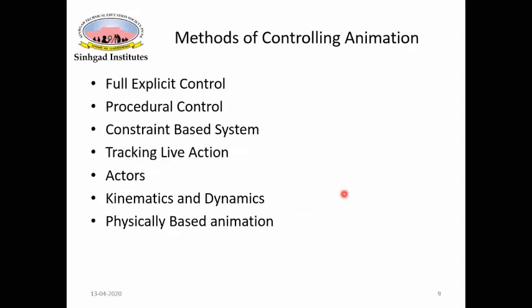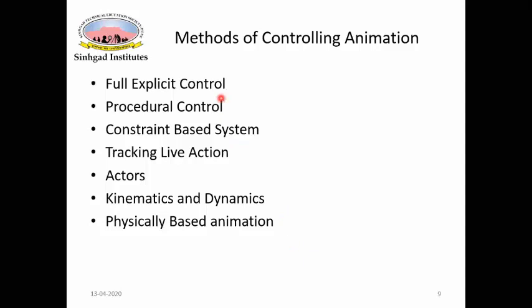Next we have methods of controlling animation. Controlling an animation does not depend on the language used for describing it. There are special methods or functions used for controlling animation. First, we have full explicit control, then procedural control, constraint-based systems, tracking live action, actors, kinematics and dynamics, and physically based animation.